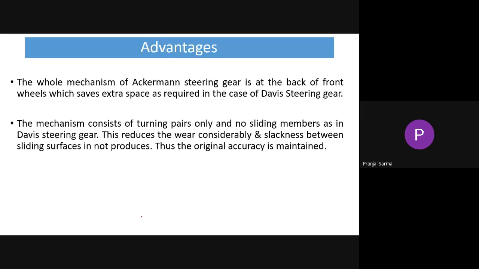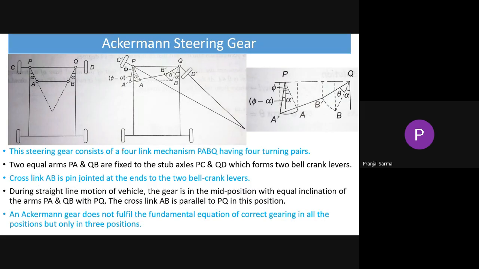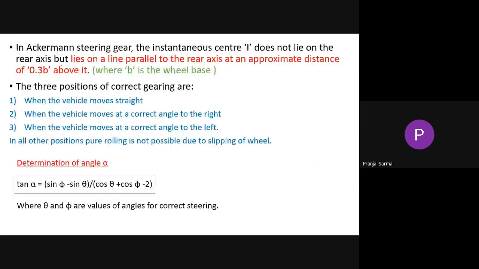Now, what are some of the advantages of this mechanism? One advantage, as you can see from this figure, is that the whole mechanism is at the back of the front wheel. This is the front wheel and these are the rear wheels. Because of that, there is extra space saving, so it will not be bulky compared to the other one.